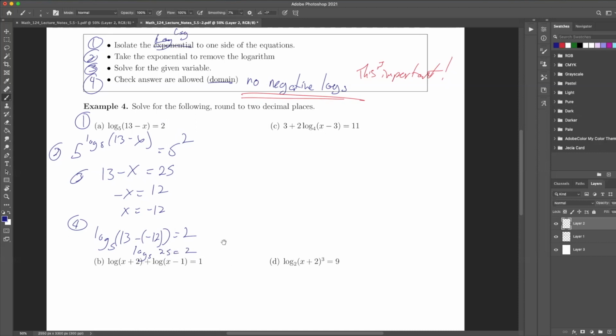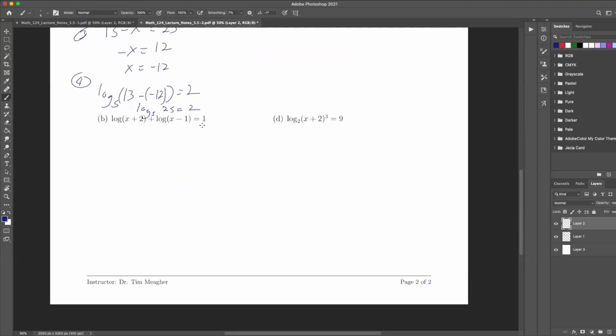So let me show you where it breaks. Let me clean this up just a teeny bit. All right, so let's do this one. If we have this, what are we going to do? Well, we need to isolate the log to one side. So if we have them as additions, we can put them together as multiplication on the inside, equal to 1. Here we're assuming, and your book always assumes log of nothing is log base 10, in case you forgot.